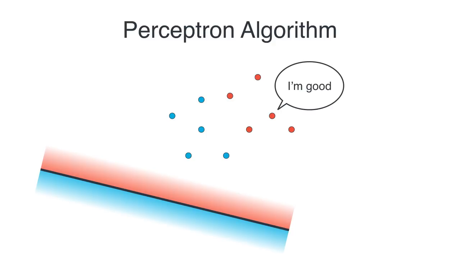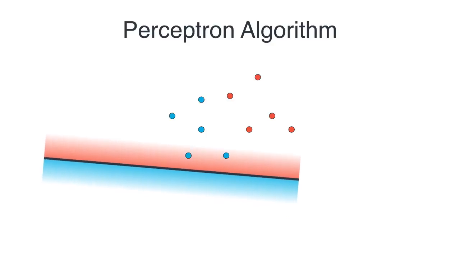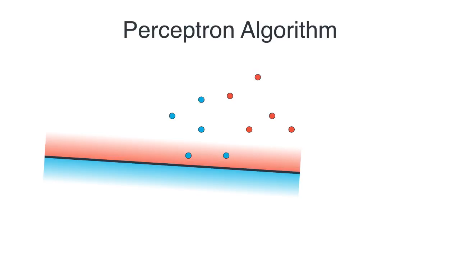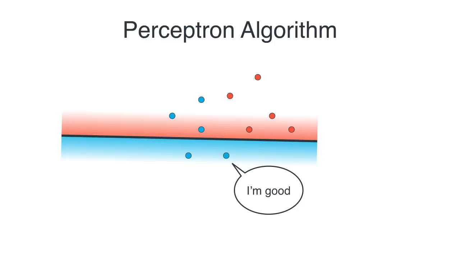So for example, this point over here says I'm good, so don't worry, don't do anything. This blue one says, well, I'm on the wrong side, so you better move closer to me in order to classify me better. So we move a little closer. Remember that in machine learning, we want to do tiny steps. We don't want to make any big drastic steps. So we ask another point. This one is red in the red area, so it says I'm good, don't do anything. Then we ask this one over here, and it says get over here, so we get over there. Then we ask this blue one in the blue area, so it says I'm good.